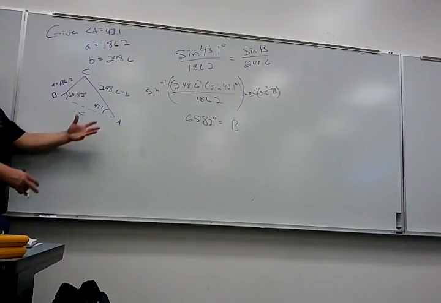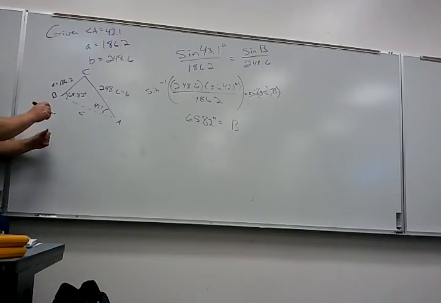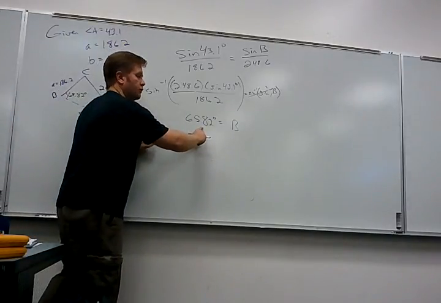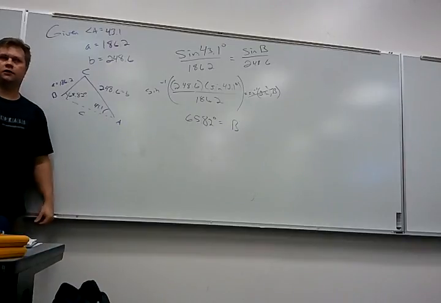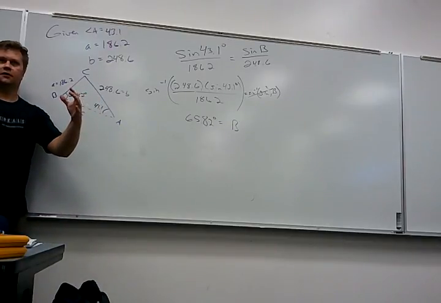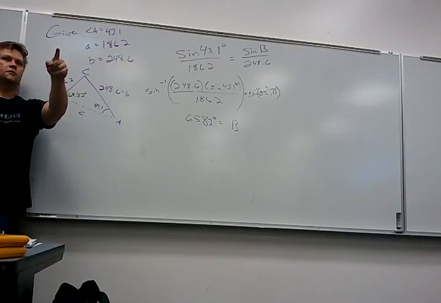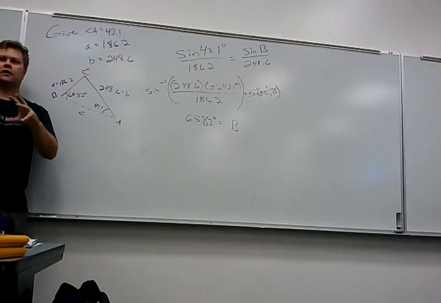That's my baby. So now we just have to set up the other ratio. But the problem with this is, this could be 65.82 degrees. But remember, what happens when you take an inverse sine? What's the output of an inverse sine? What's the range of inverse sine? Actually, let me be less specific.